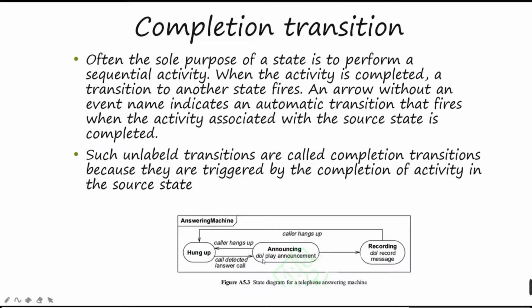It means that in the announcing state, when the do activity finishes, the transition to the recording state will be fired automatically. An arrow without an event name indicates an automatic transition. It means that if the transition is not labeled by a name, this is an automatic transition. When this state finishes the activity, it will go to another state automatically.